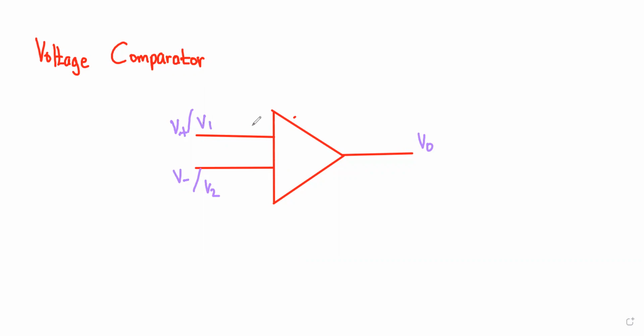Okay, so here we need to understand how an op-amp can be used as a voltage comparator. In the previous video I have already mentioned, here we are going to give two inputs, V plus and V minus, and two power sources, plus VCC and minus VCC, and the output we are going to get from those things.